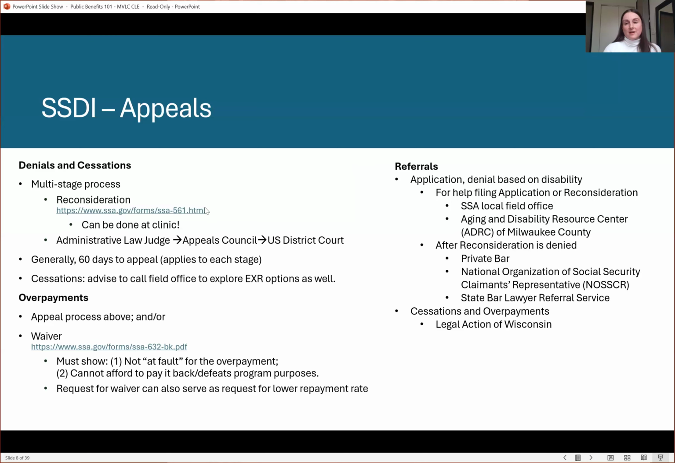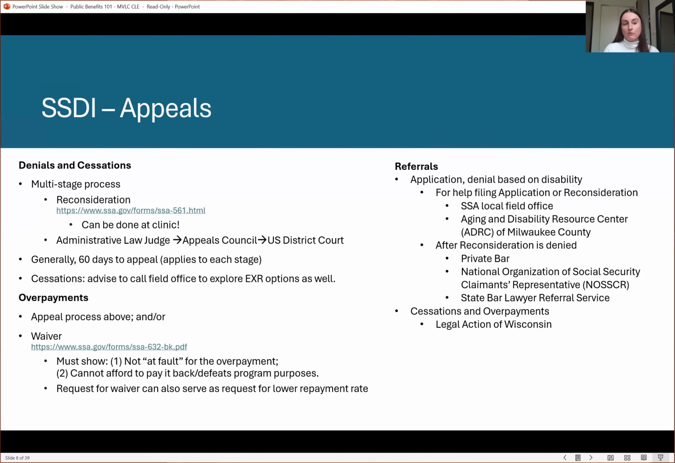For the appeals of SSDI issues, it's a multi-stage process for both denials, cessations, and overpayments. And it starts with the reconsideration form. And as I note, this can be done at clinic. It's very easy. It's just one sheet. As long as you're comfortable assessing the merit of the reconsideration, or even if you just want to point the client and print out the form, help them fill it out, and then refer them to one of the referrals also on the slide. It can be done.